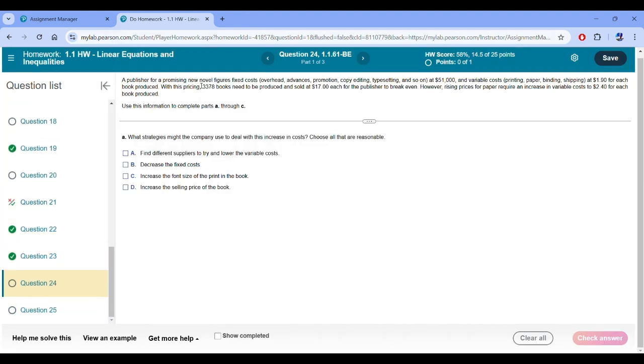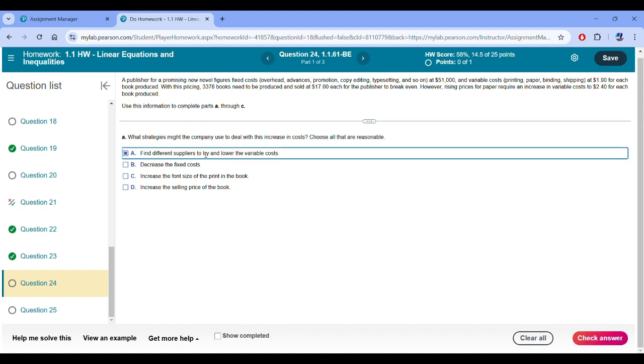A publisher for a promising new novel figures fixed cost, overhead, advances, promotions, copying, editing, typesetting, and so on at 51,000, and variable costs, printing, paper, binding, shipping at $1.90 for each book. With this pricing, 3,378 books need to be produced and sold at $17 each for the publisher to break even. However, rising prices for paper require an increase in variable cost to $2.40 for each book. Use this information. Which strategies might the company use to deal with this increased cost? Choose all that are reasonable.